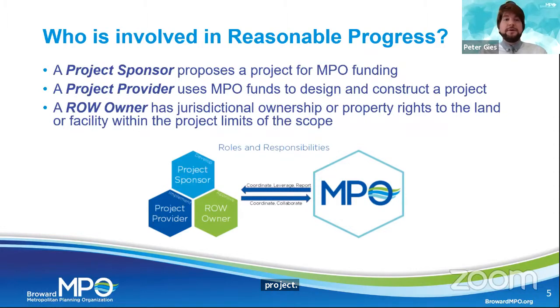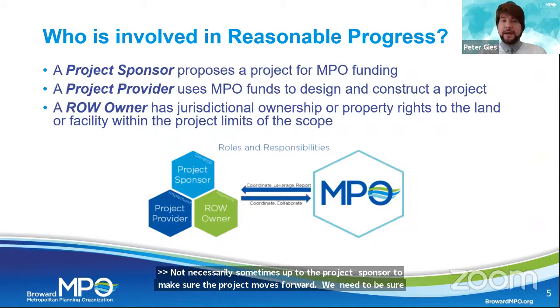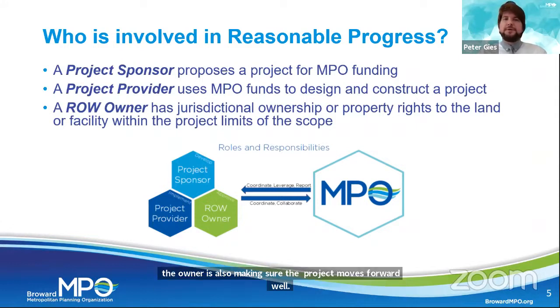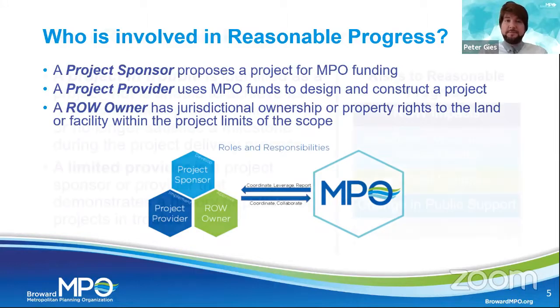We need to make sure that the project provider and right-of-way owner are also making sure that the project is moving forward well. So if the right-of-way owner all of a sudden causes problems, let's say on verifying right-of-way, then it's not the project sponsor's fault that the right-of-way owner could not verify right-of-way. And then in that case, the right-of-way owner is the one who's inhibiting reasonable progress in this case.